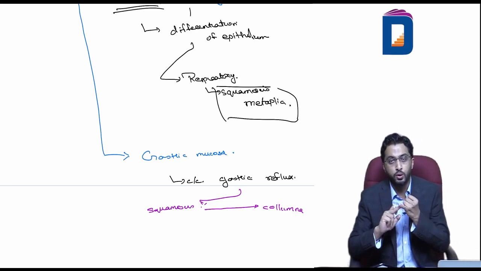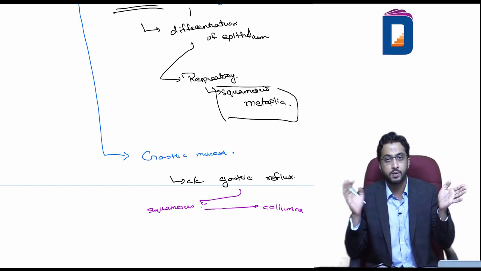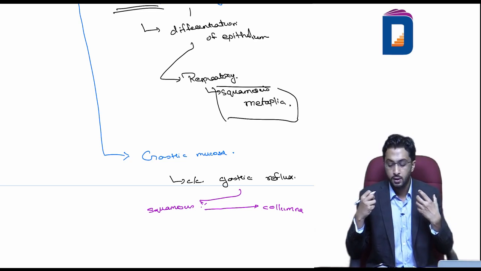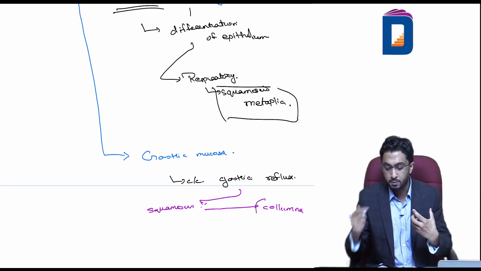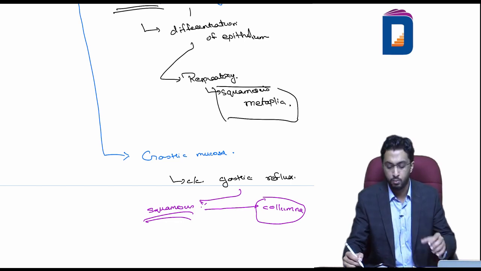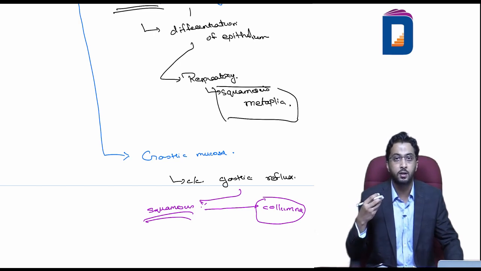One is smoking, and second is vitamin A deficiency. In both cases, columnar becomes stratified squamous. In case of chronic gastric reflux disease, the squamous epithelium becomes columnar. In the gastric mucosa, we need more squamous epithelium to withstand the acidity of the stomach.